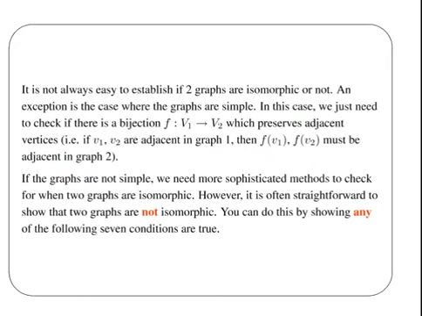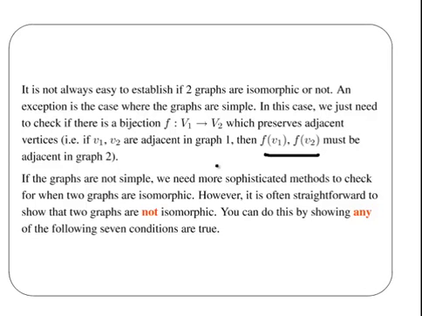because it's not always easy to establish if two graphs are isomorphic or not. An exception to this case is where graphs are simple, sort of like what I've just done a second ago. In this case, we need to check if there is a bijection, a rule that links the vertices of one graph to another, which preserves adjacent vertices, such that if a pairing of vertices are adjacent in one graph, then the corresponding vertices in the other graph are also adjacent, that there's a sort of similarity there.